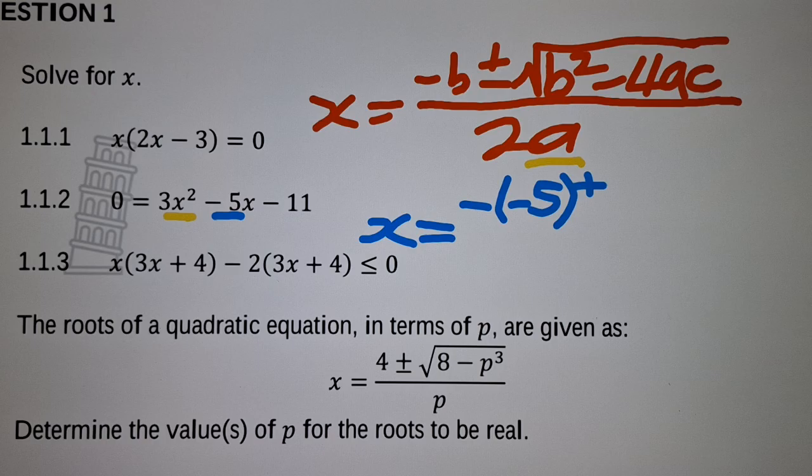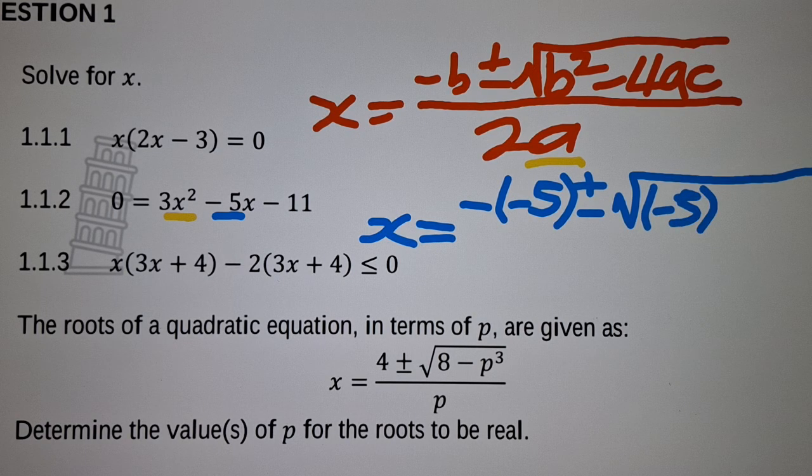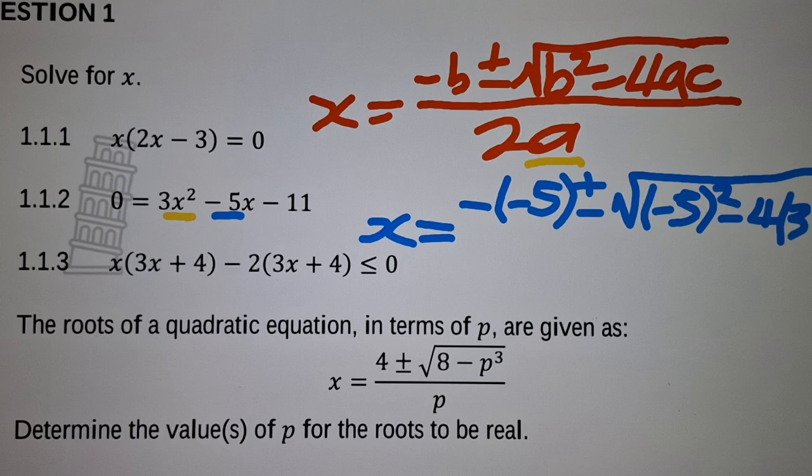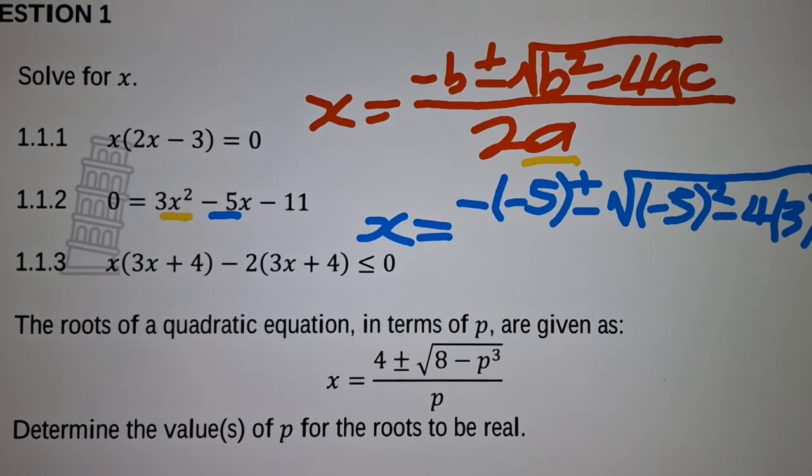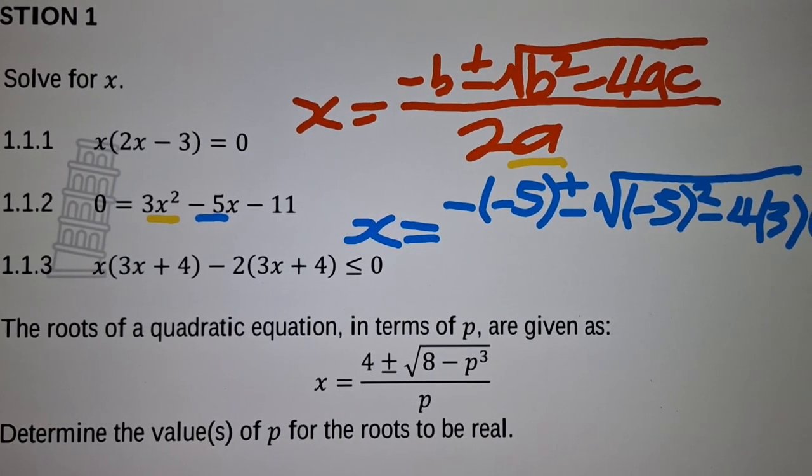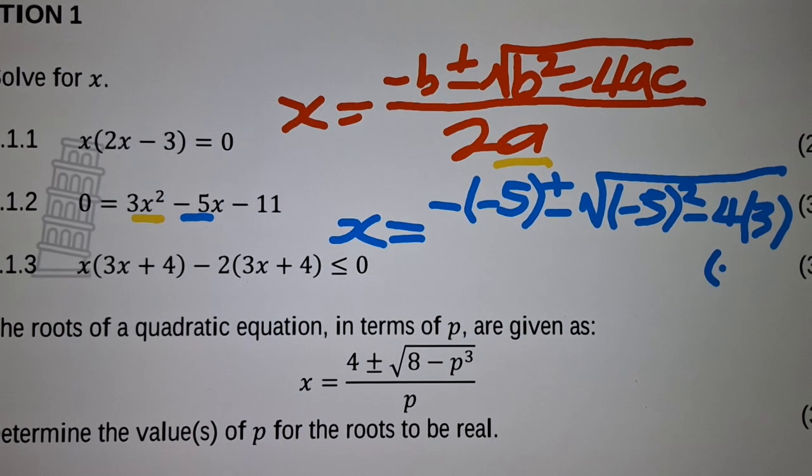Plus or minus the square root of, then in the square root is b again, it's b squared. So we're going to substitute negative 5 again. Then this time we square, negative 5 squared, then minus 4, then a, remember the coefficient of x squared, it's 3. Then the last one is c, c is negative 11. Okay, the negative 11, I'll just write it under here.